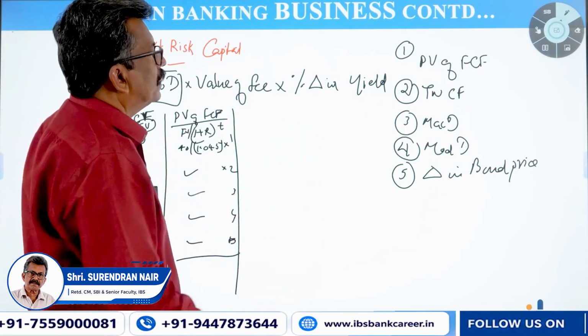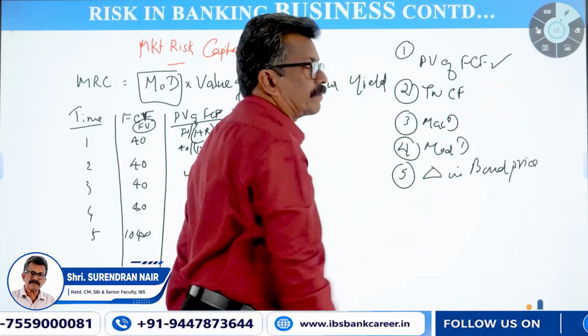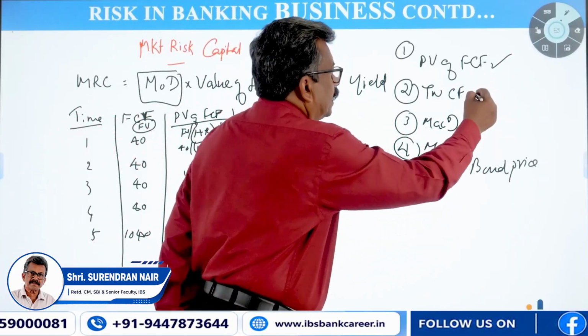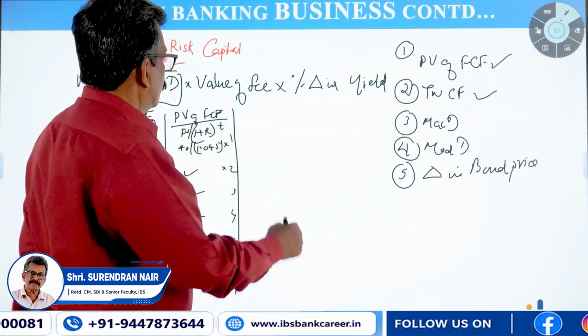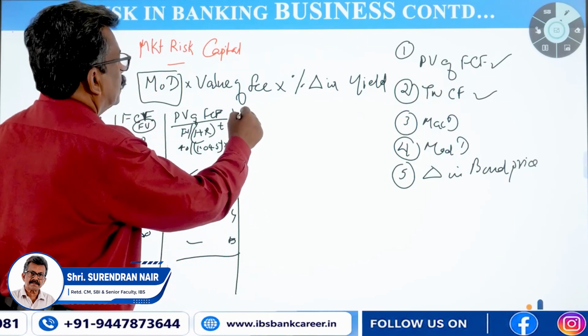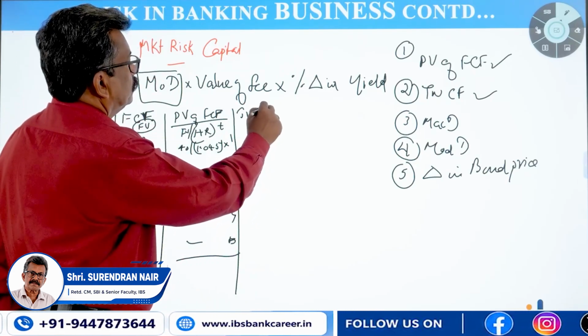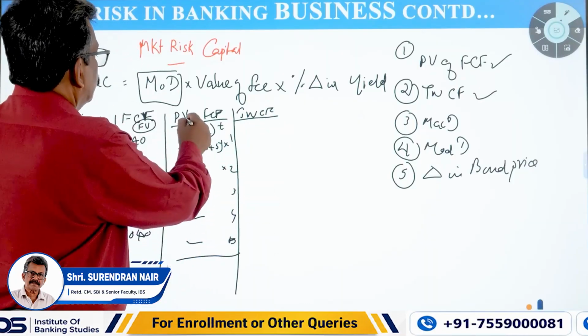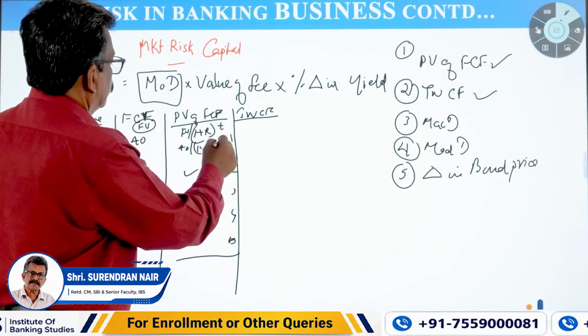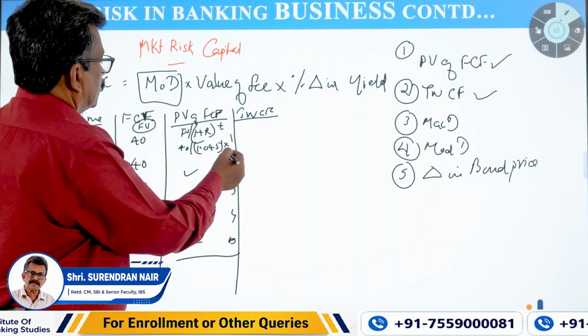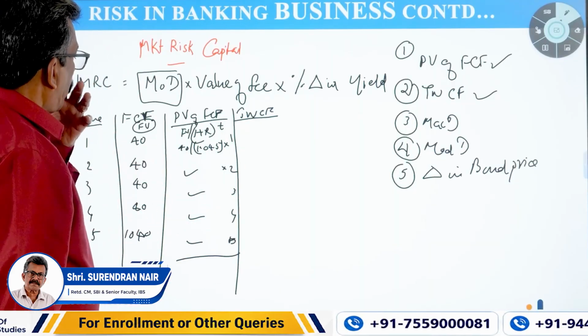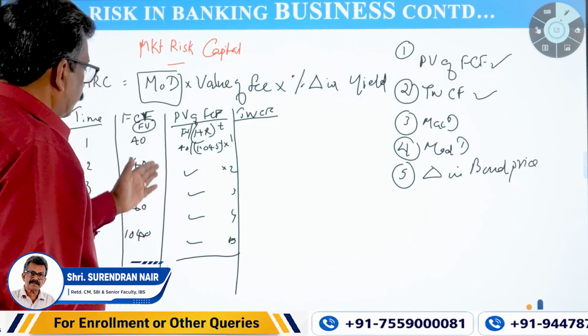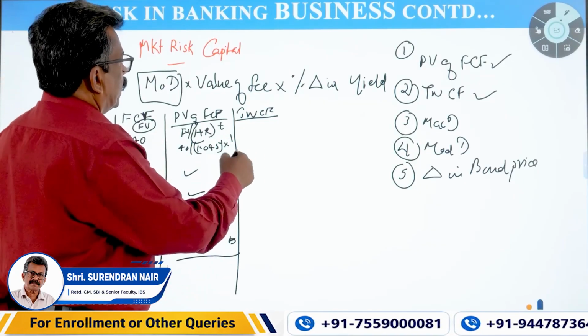Now we need time weighted cash flow. Present value of future cash flow, we got it. So here in the next table, time weighted cash flow. For time weighted cash flow, this PV, suppose in the last example we got some amount like 35, something like that, into time period.